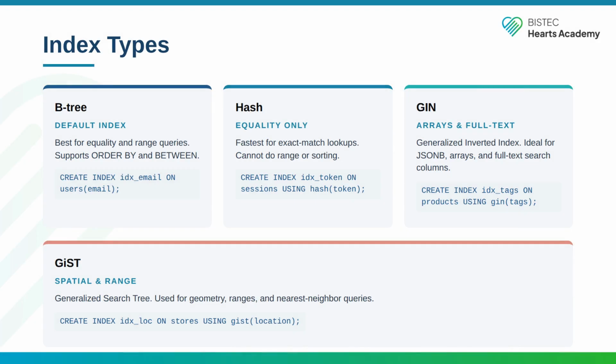Indexes are how the database avoids reading every row. Without an index, a query on a million-row table reads all million rows. With the right index, it reads 10.